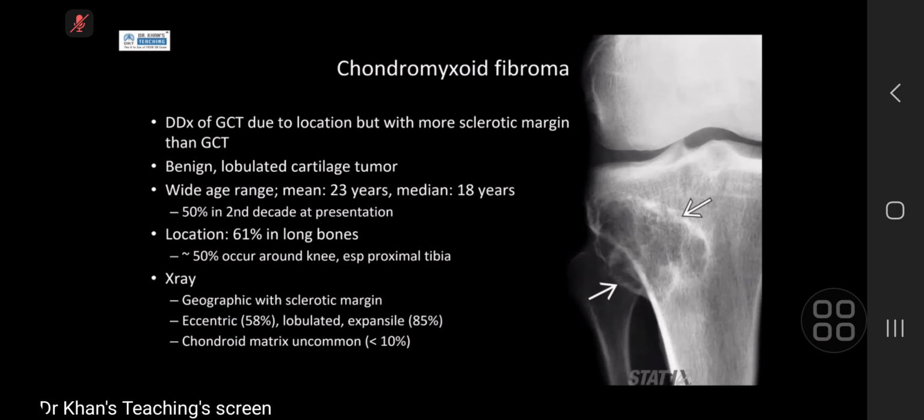And here you can see a geographic lesion, a lobulated lesion with a sclerotic margin. They tend to be eccentric and expansile, but you don't tend to see that chondroid matrix. The name is a little bit of a misnomer, actually, so they tend to be predominantly lucent with that lobulated, bubbly appearance.